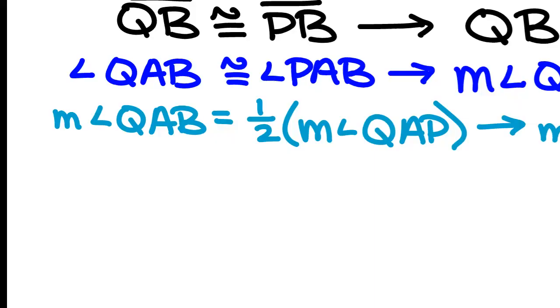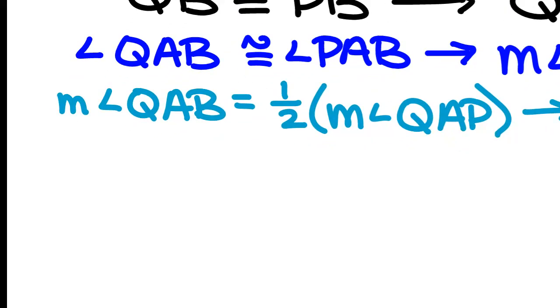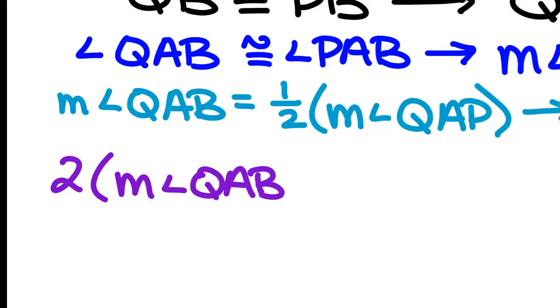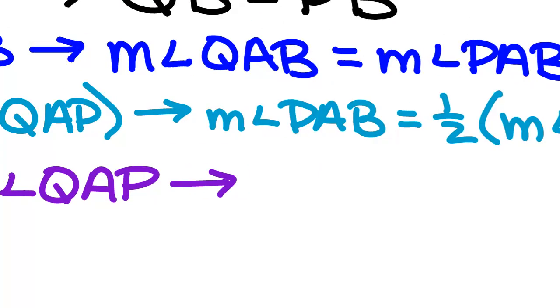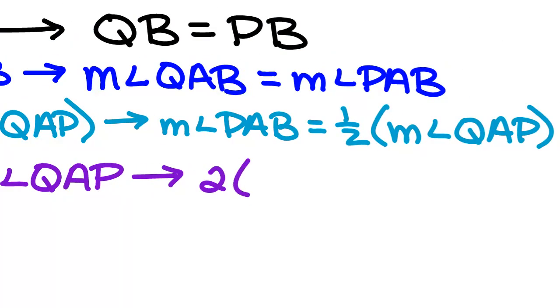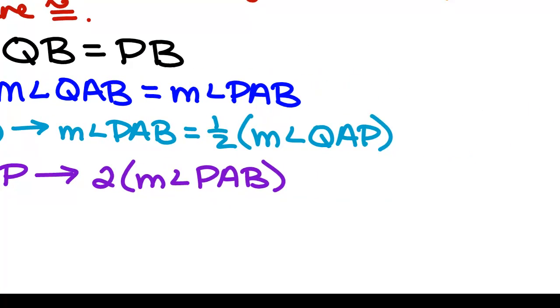Because these little angles are half of the big angle, if I know how big one of the little angles is, I can double it to get the measurement of the big angle. So if I do 2 times the measurement of angle QAB, that would give me the measurement of angle QAP. Or I could do 2 times the measurement of angle PAB is equal to the measurement of angle QAP.